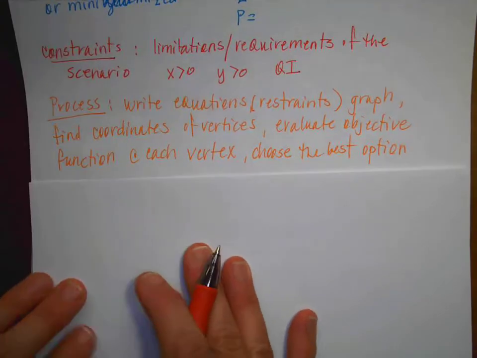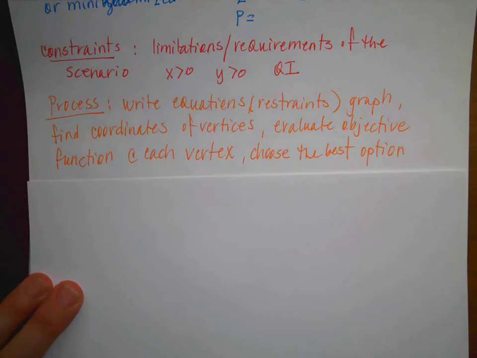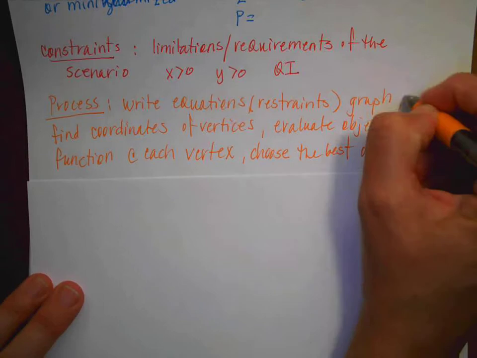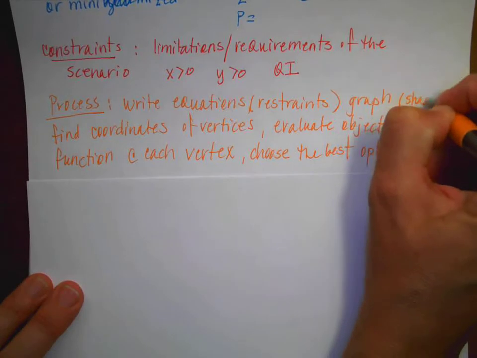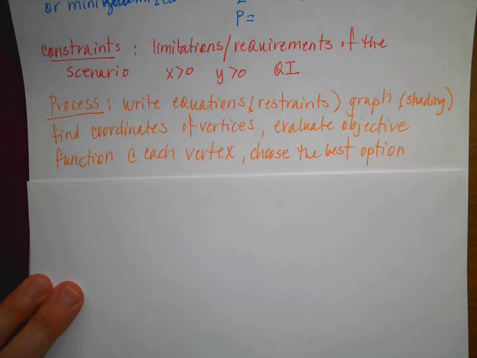The process is not difficult, but it is a little bit tedious. From the word problems, we're going to write a system of equations. Those are called the restraints. We are going to graph them, do the appropriate shading. So I would add that word that we're going to do the shading, because that helps to define the area, because we're still talking about inequalities.